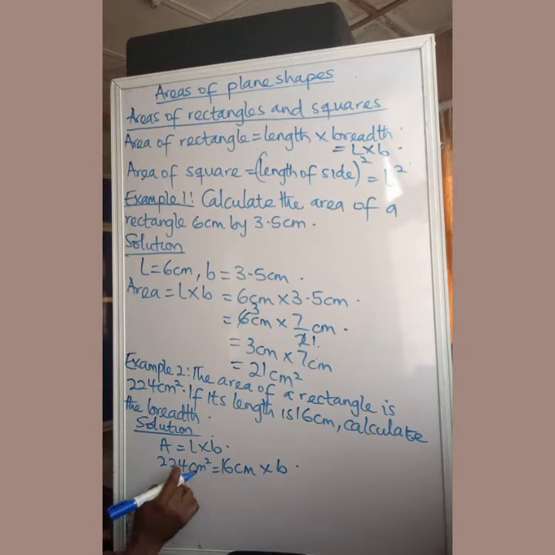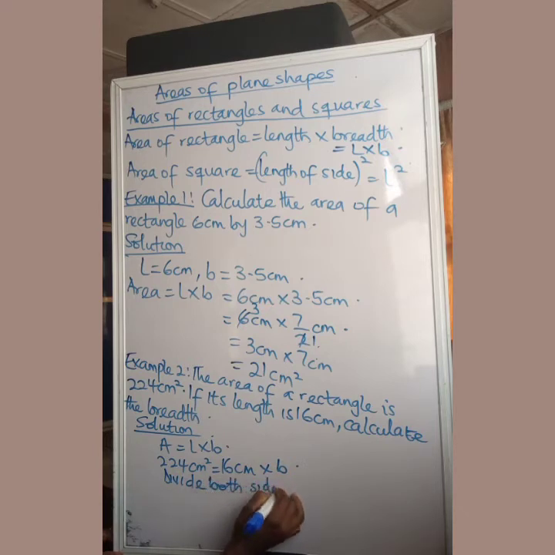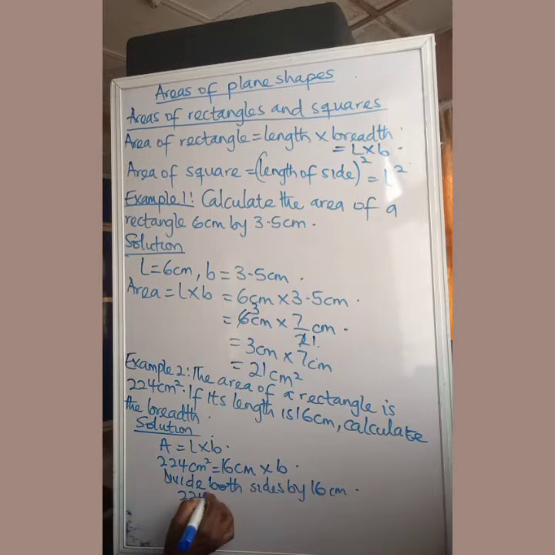So you use 16 to divide this. Why are we dividing? Because it is multiplication that is here. Divide both sides by 16 centimeter. So you have 224 centimeter squared divided by 16 centimeter equals B. Okay, let me show you how we did this one. 16 centimeter times B over 16 centimeter. So centimeter will cancel centimeter, one of it will go. So 16 in 224, it will give us 14. This will cancel this, so our B equals 14 centimeter.